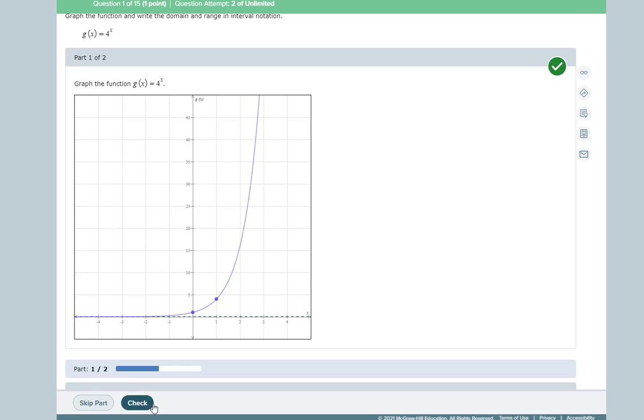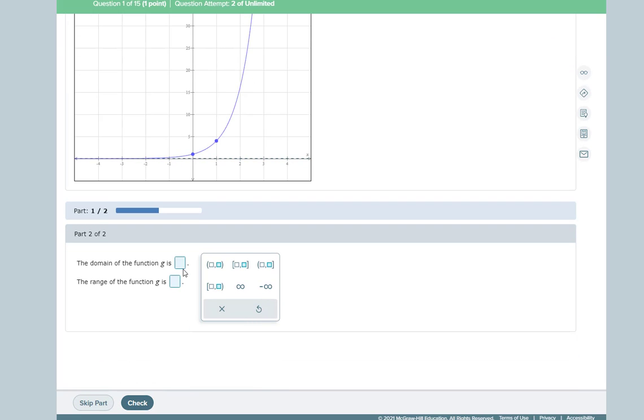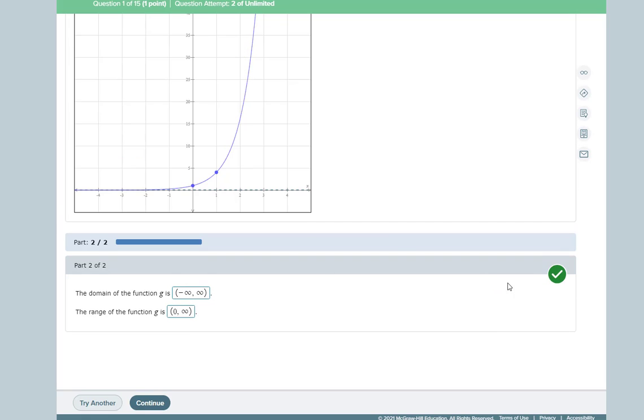And there's my graph. Then it wants me to state the domain and range. The domain of this function is going to be negative infinity to infinity, because it goes left and right forever. And then the range is restricted by that horizontal asymptote, so it's going to be from 0 all the way to infinity. We'll check that, make sure we're all good.